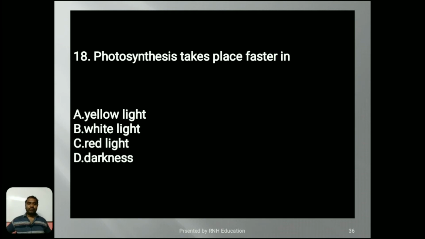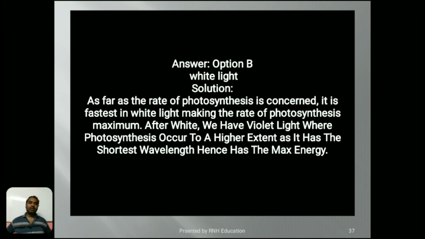Now the next one, that is question number 18. Photosynthesis takes place faster in. Options are A, yellow light, B, white light, C, red light, and D, darkness. The answer should be B, option B, white light. Let's see the answer. The answer is option B, that is white light.